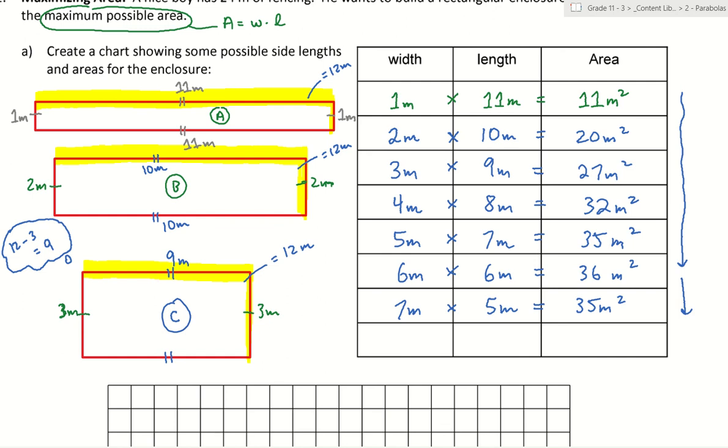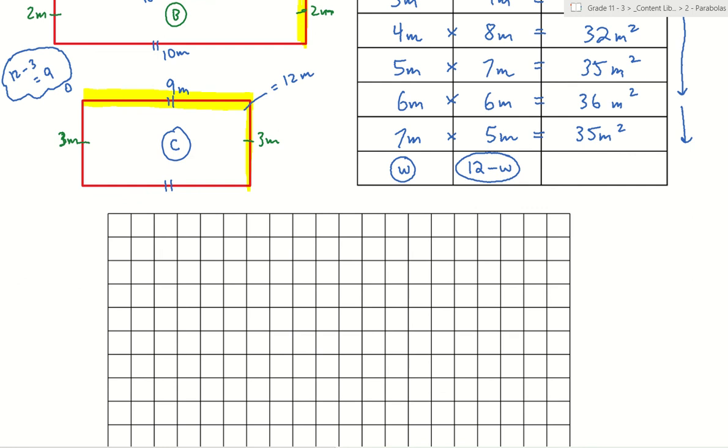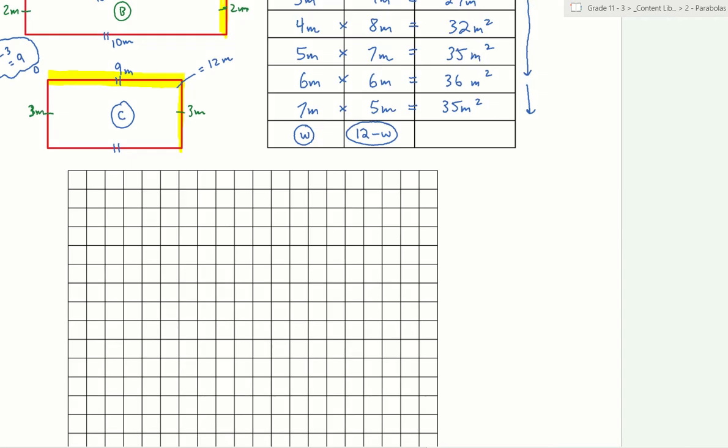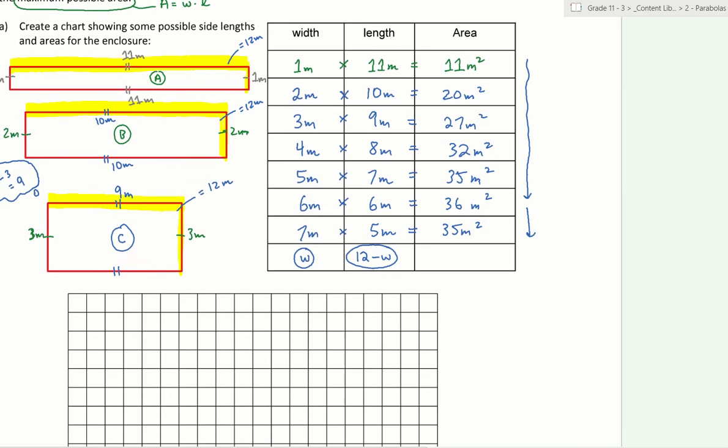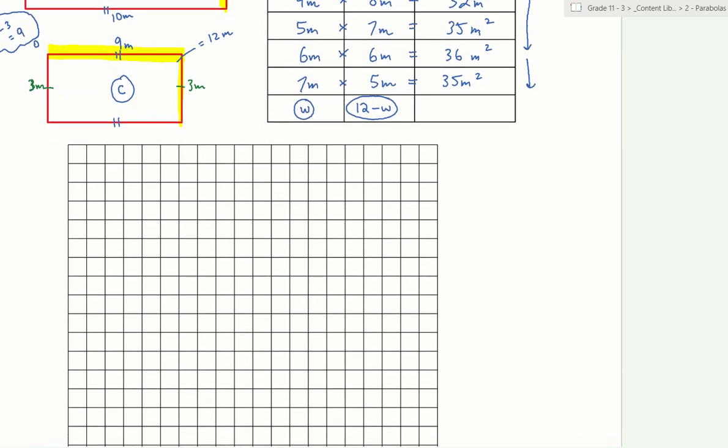All right, so we'll leave that chart as it is, but let's just remember that what we're doing here is, when we have the width, the way to find the length is to go 12 minus whatever the width is, and that leaves us what the length will be. All right, so next we're going to see what shape this makes. I'm sure you can probably guess what it's going to be. Let's put those points on this graph and see what we get.